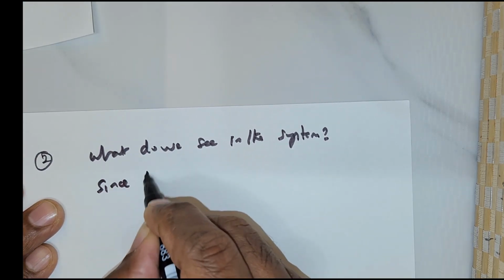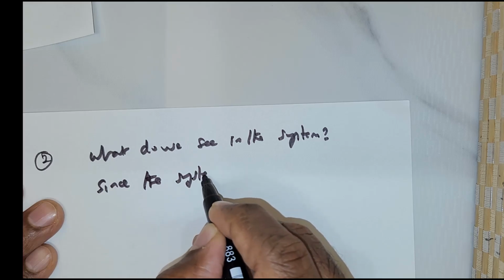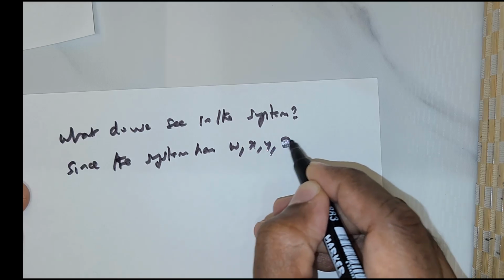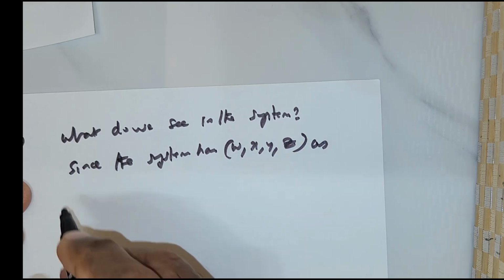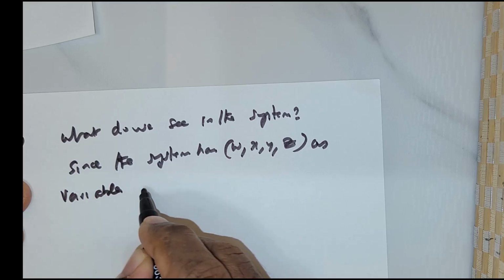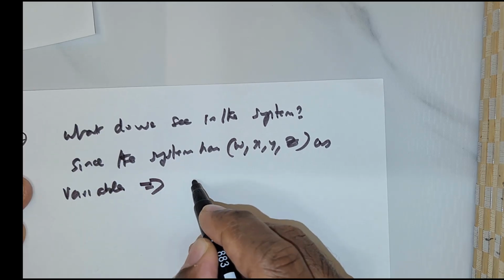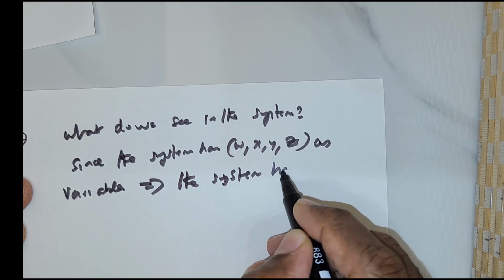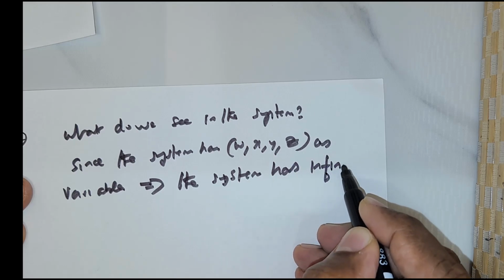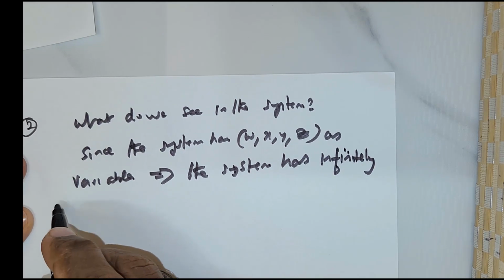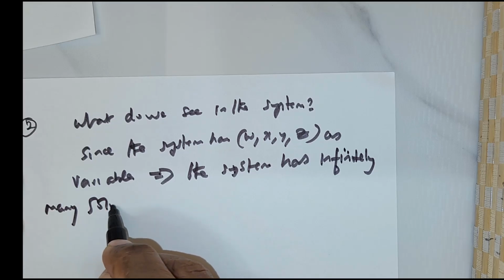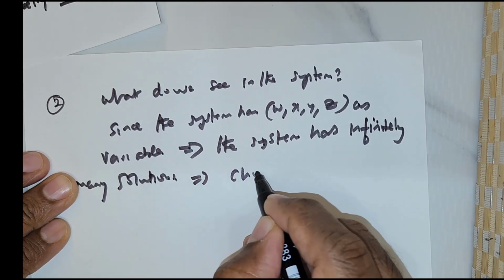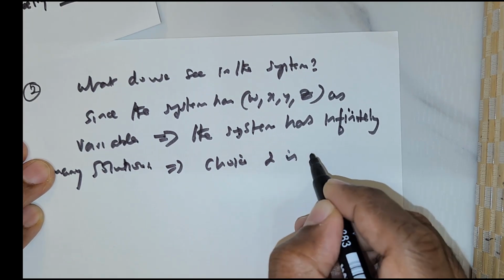So since the system has w, x, y, z as variables, this means the system has infinitely many solutions. So that is the second one. So this means choice 2 is true.